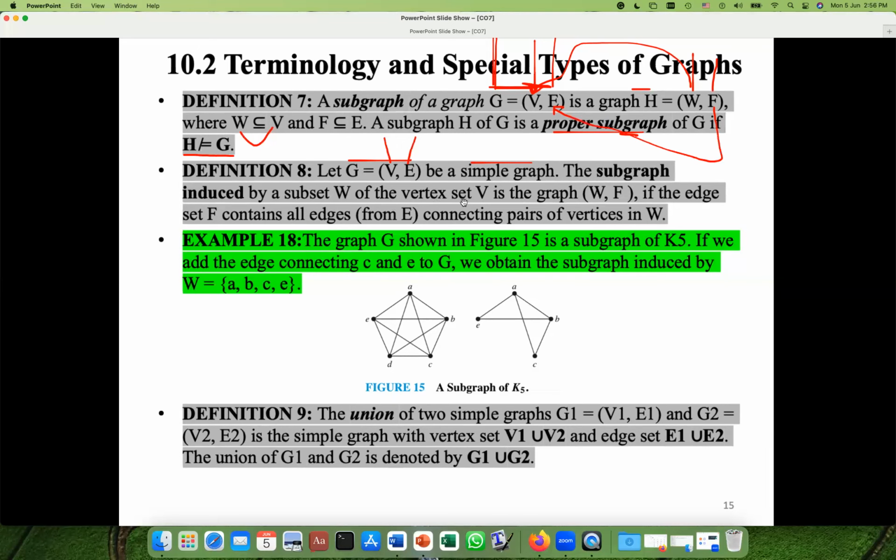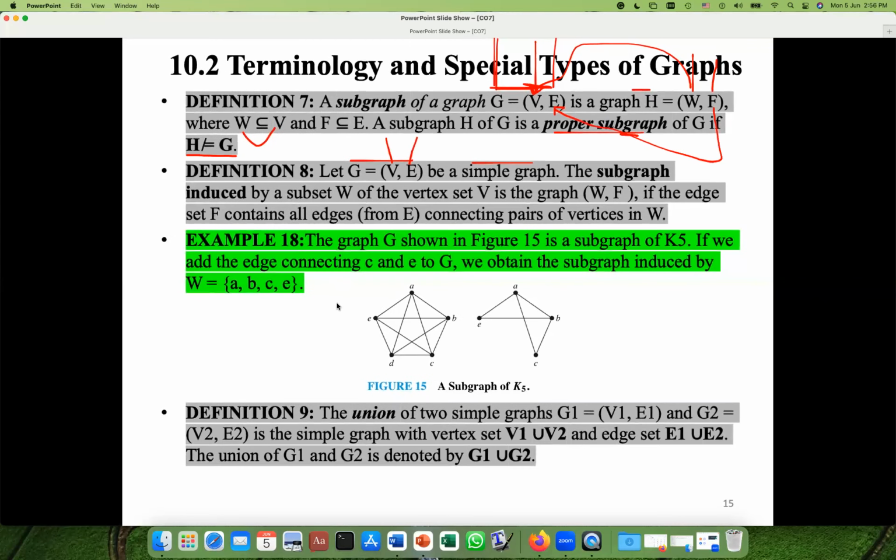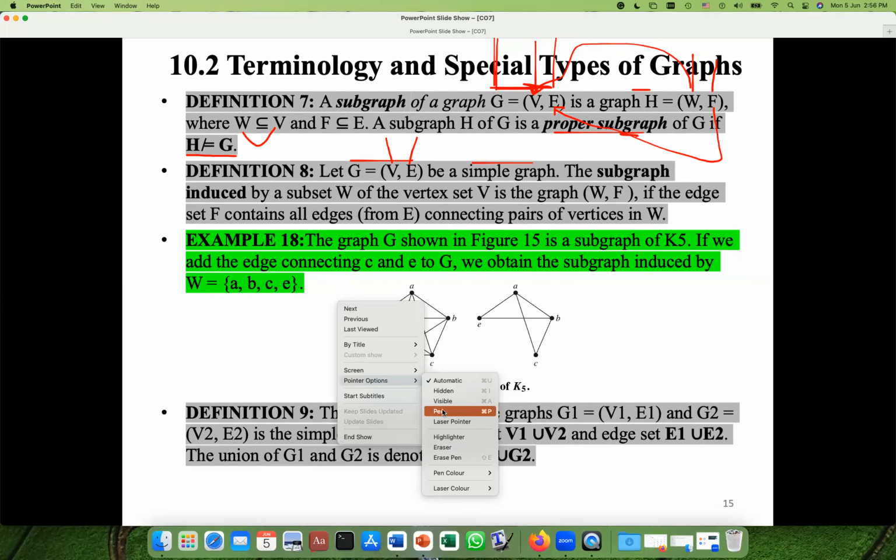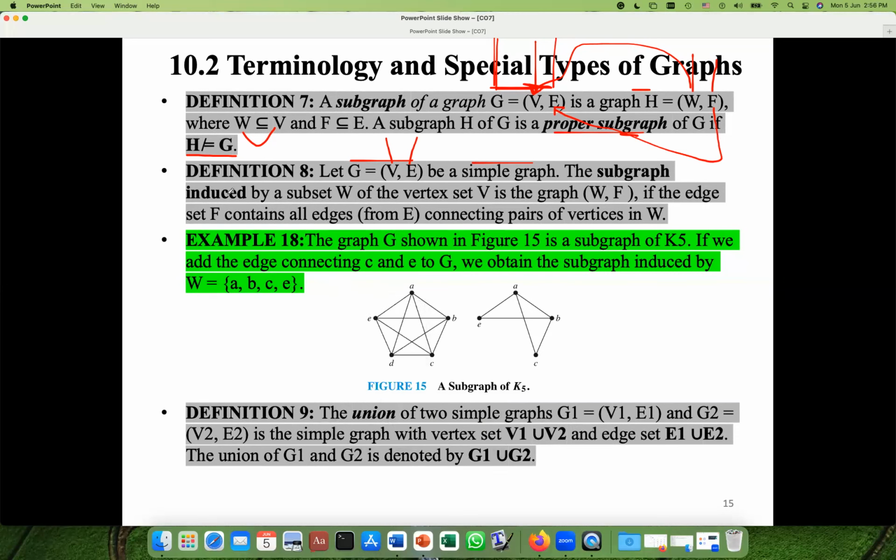Okay, let's see. The subgraph induced. Induce is a verb, induction is a noun, induced is again a verb. Induced means extracted, like that. The subgraph induced by a subset W.